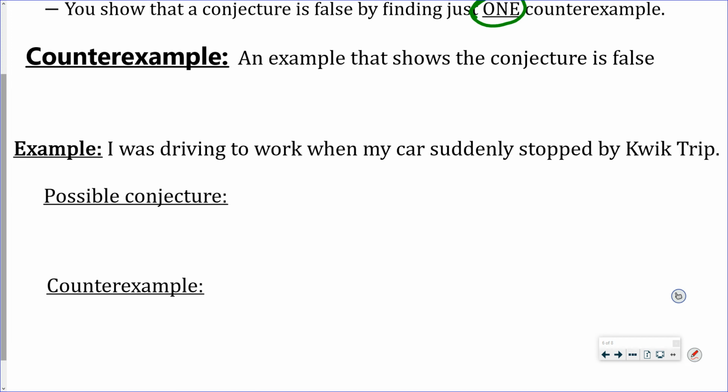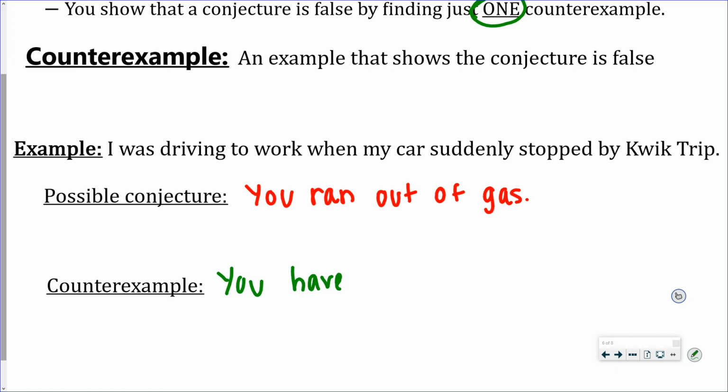So one possible conjecture, one possible guess based upon what happened, is that I ran out of gas. Good thing I stopped right by QuikTrip, right? All right, so that's just my first guess, that I ran out of gas. And then I look at my gas tank and I'm like, oh my gosh, maybe my mom filled up my tank for me. We actually have a full tank of gas.